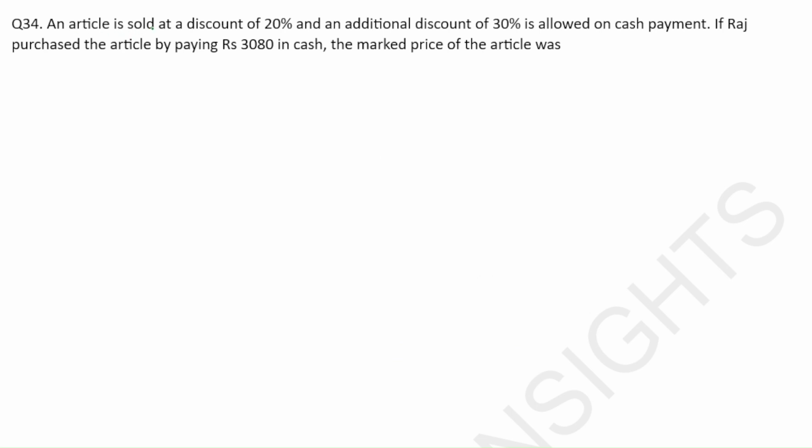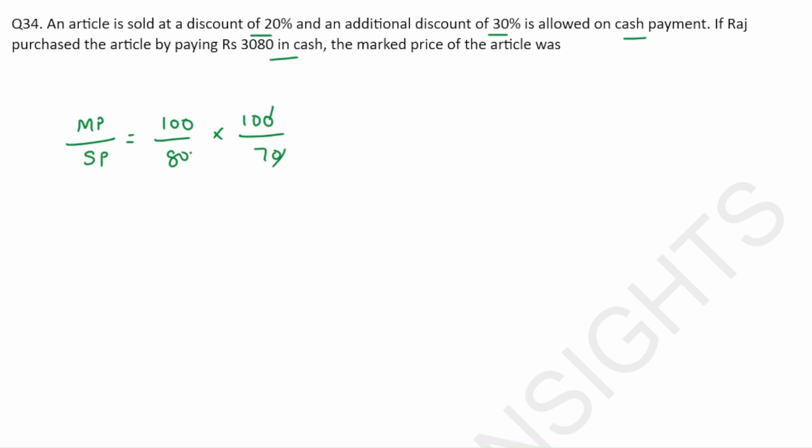Next question. An article is sold at a discount of 20% and an additional discount of 30% is allowed on cash payment. If Raj purchased the article by paying rupees 3080 in cash, the mark price of the article is, so we have to find the mark price. So when we're talking about discount, it means MP by selling price, right? So if MP is 100%, so after 20% discount, the selling price will be 80. Now an additional discount, if mark price is 100, additional discount is 30%, so that means this is 70.